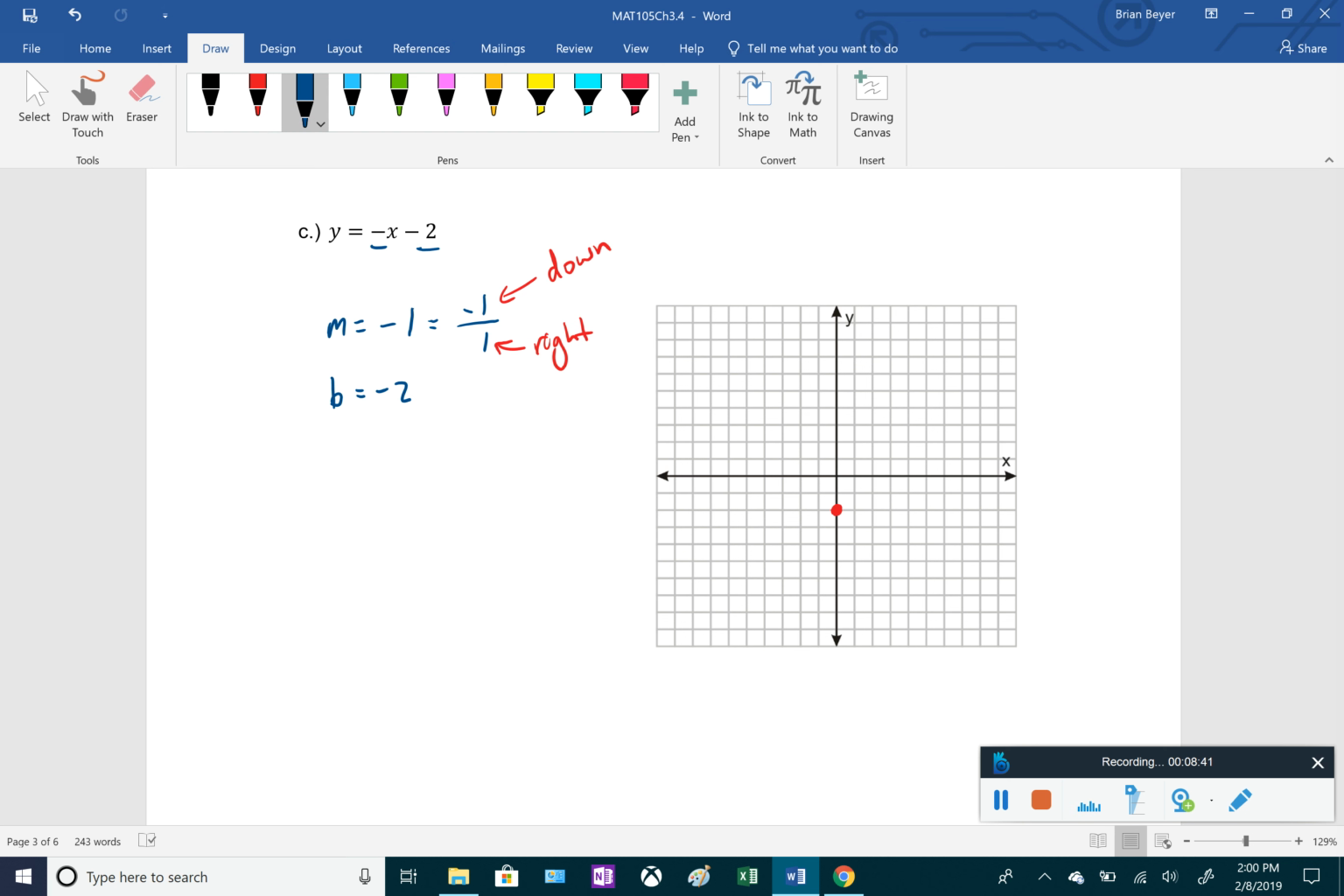So we start at the y-intercept. We go down 1 to the right 1. Puts us right here. We connect those points. Arrows on the end. And we're good. That's y equals negative x minus 2. So before, when we were doing these, we were doing it by plugging in x values, finding the corresponding y values, and then plotting that xy coordinate. So this way is a lot quicker.